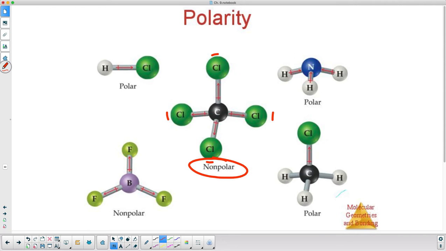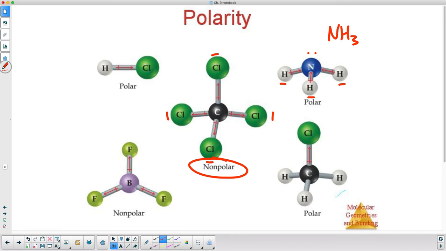Okay, notice that over here for NH3, we have a polar molecule. It's polar because this is definitely not symmetrical. Even though we do have H's here, here, and here, because of the lone pair that's up there, it is not symmetrical, which means that there's a difference between the two of them.